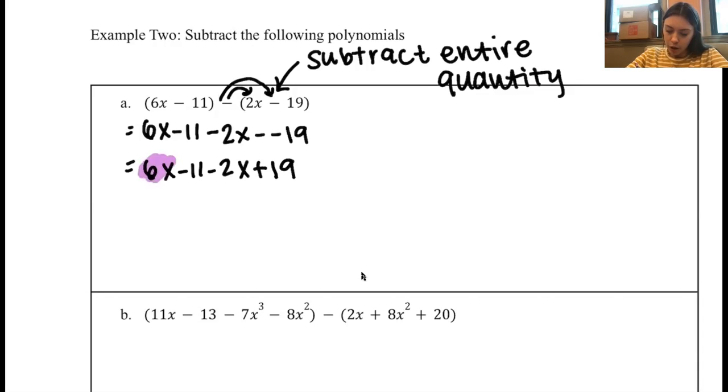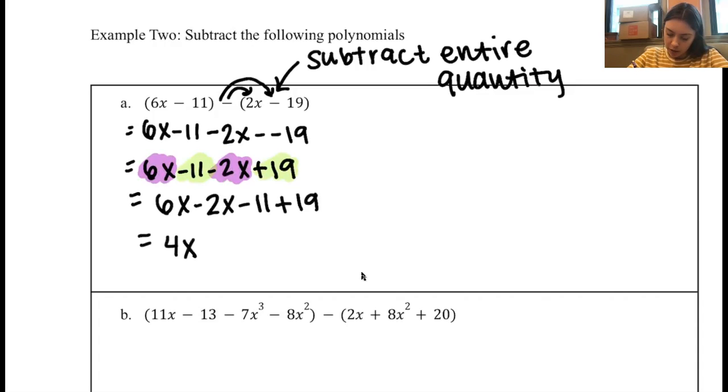My like terms are the x's, and then the constants are like terms. So I will rewrite that as 6x minus 2x minus 11 plus 19. That will give me 4x plus 8.